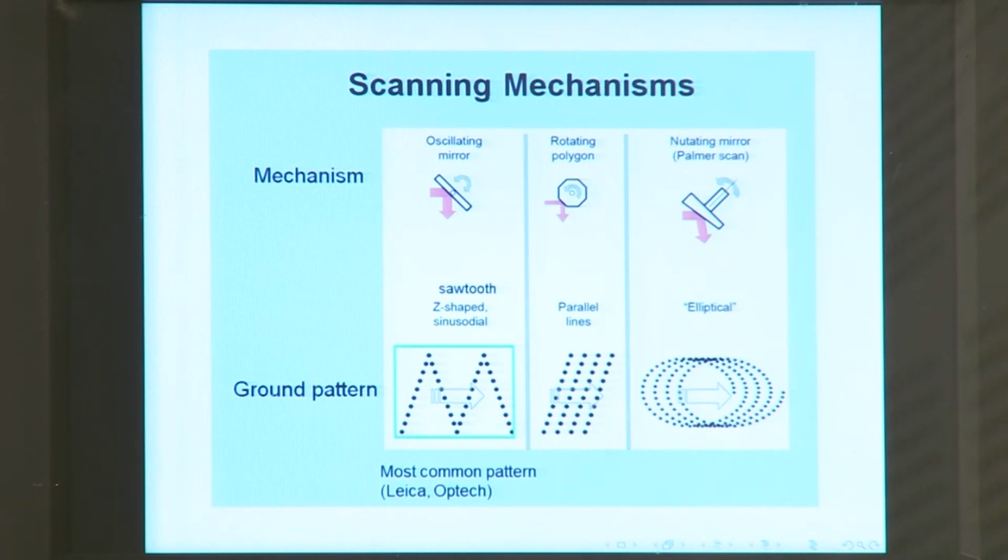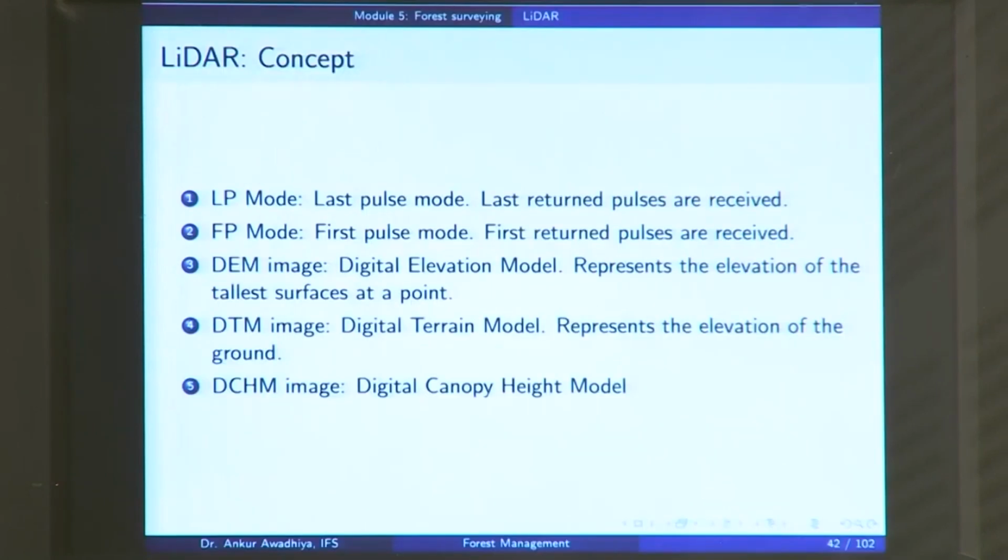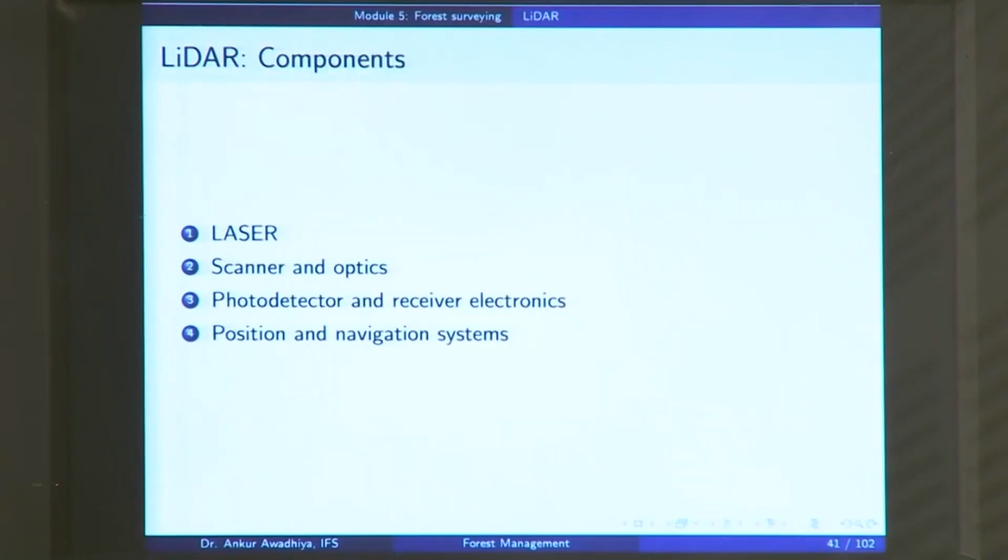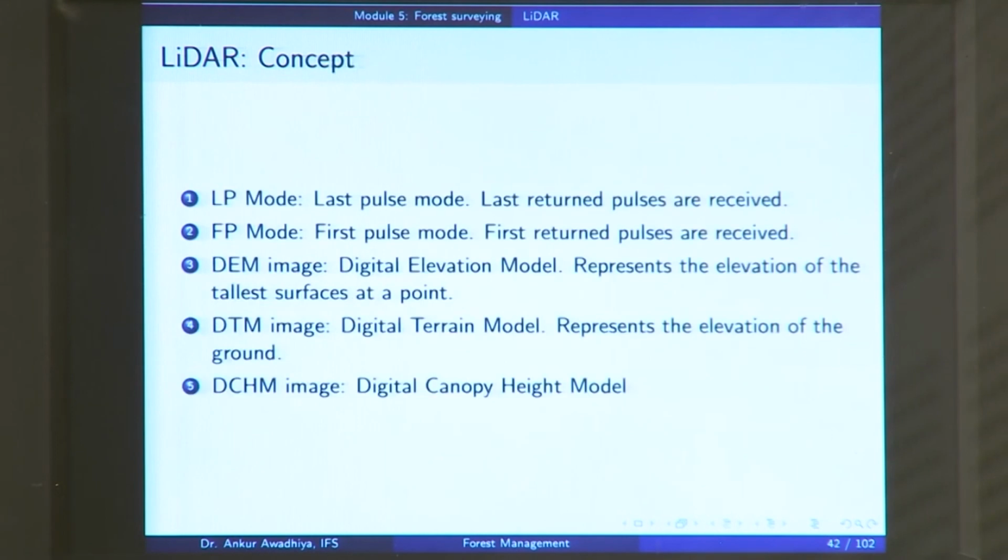So, we said that in the case of a LiDAR, the first thing was the laser, the second was the scanner and the optics. Now we have looked at the scanner and the optics that are creating different patterns on the ground to scan the whole of the surface. Once it has interacted with the surface, the laser beam comes back and it is detected using the photo detector and the receiver electronics.